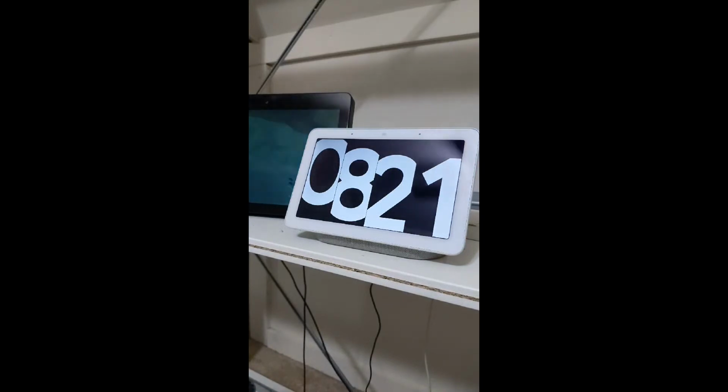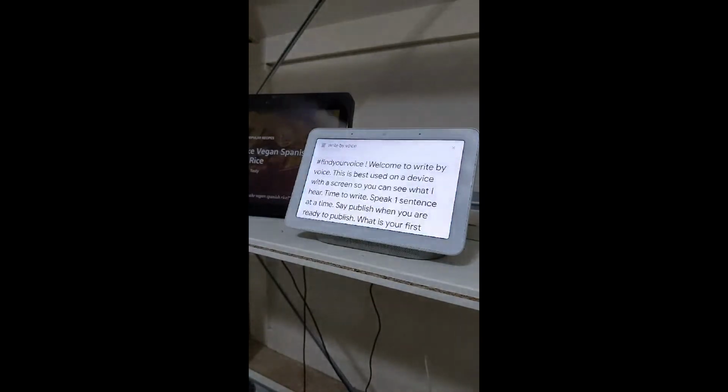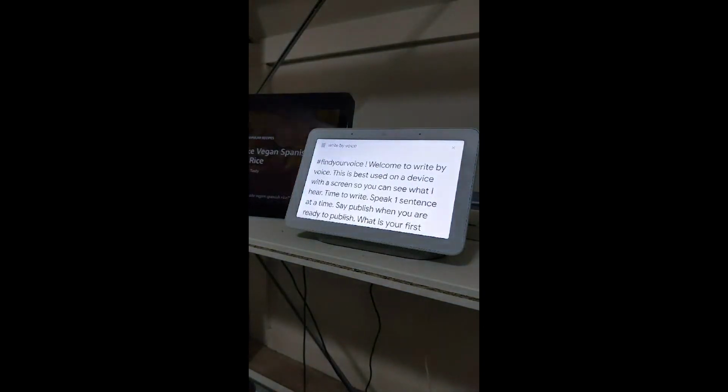Okay, Google, talk to Write by Voice. Find your voice. Welcome to Write by Voice. This is best used on a device with a screen so you can see what I hear. Time to write. Speak one sentence at a time. Say publish when you are ready to publish. What is your first sentence? Your voice is magic.